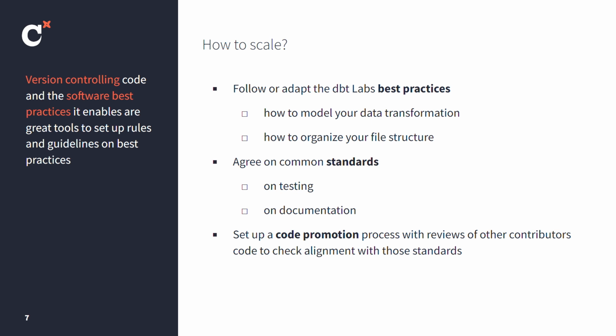So we can decide what the guidelines are for our transformation, and then using the code promotion process, using CI/CD, we can automate these things. And this is really one of the focuses of today: how can we scale, how can we enforce some of those rules at scale? And again, with 1,000 models, it is not the same as with 20.